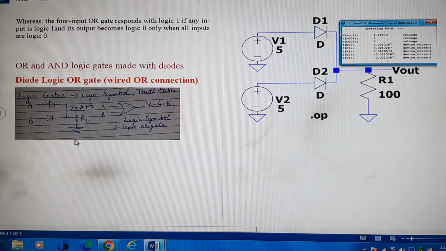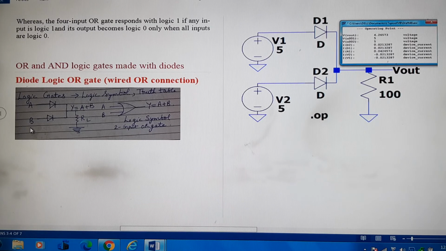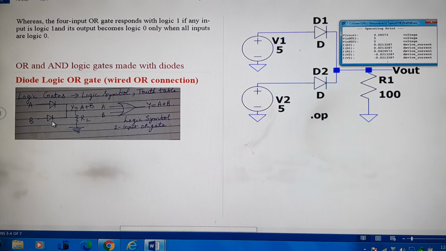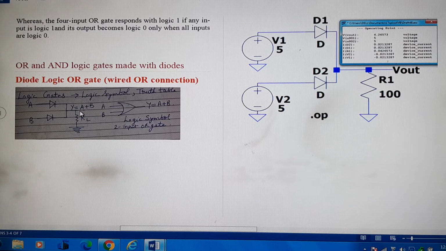This is the circuit diagram showing the interconnection of two diodes to realize a 2 input OR gate. Now as we all can see, the anode of both the diodes is connected to the inputs and the cathode of both the diodes is connected together to provide the output.